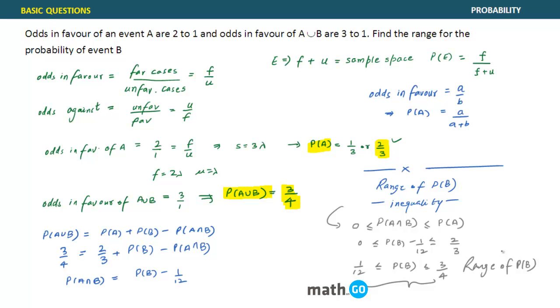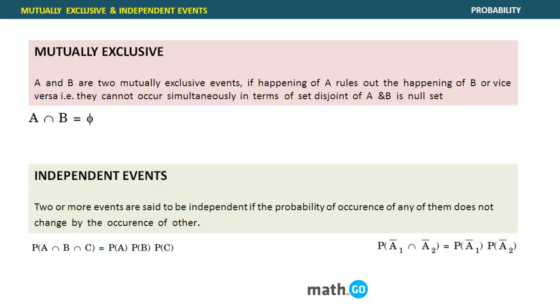Now let us discuss something which people have real confusion about, that is two cases: mutually exclusive and independent events. So what is a mutually exclusive case? If A and B are two mutually exclusive events, then the happening of A rules out the happening of B, or vice versa. That means they can never occur together. That is the meaning of mutually exclusive cases.